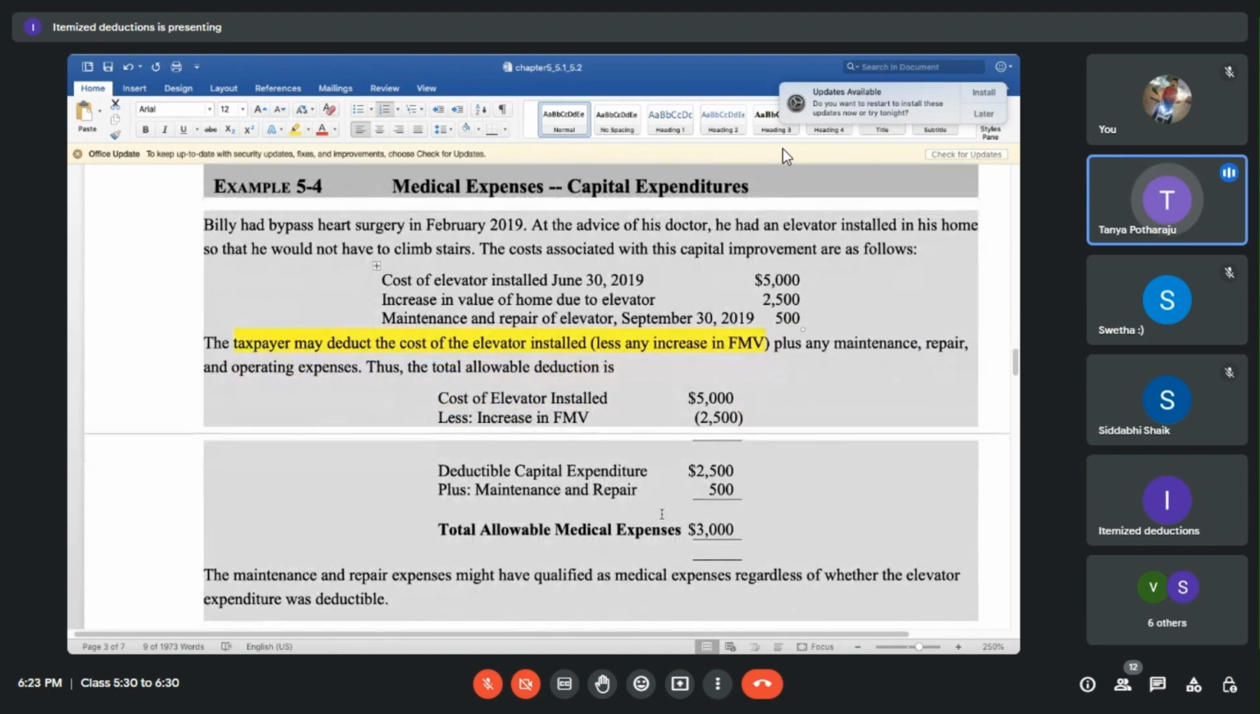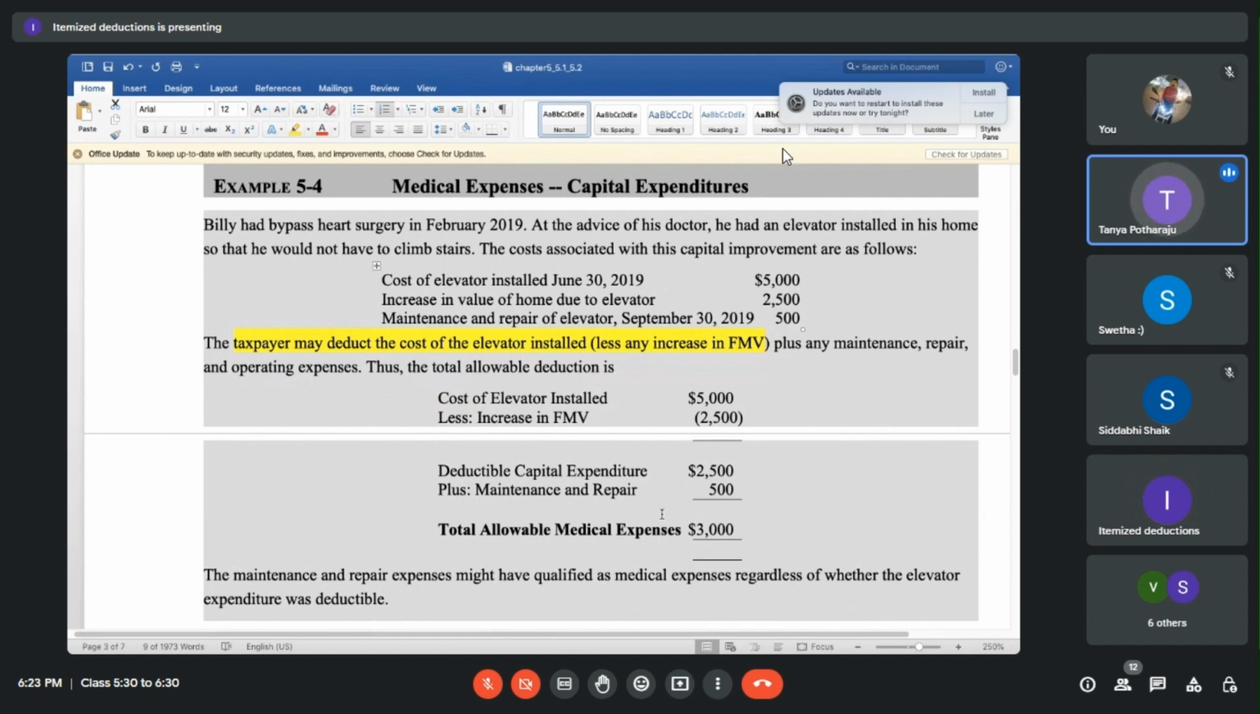Billy had bypass heart surgery in February 2019. At the advice of his doctor, he had an elevator installed in his home so that he would not have to climb the stairs. The costs associated with this capital improvement are as follows. Cost of elevator installed June 30th, 2019 is $5,000. Increase in the value of home due to elevator is $2,500. Maintenance and repair of the elevator, September 30th, 2019, is $500.